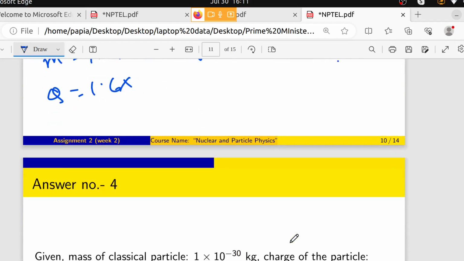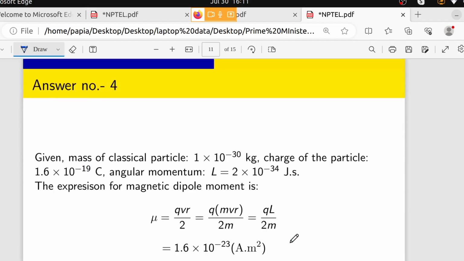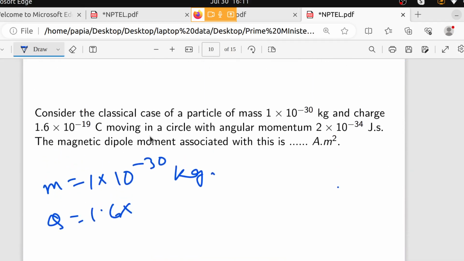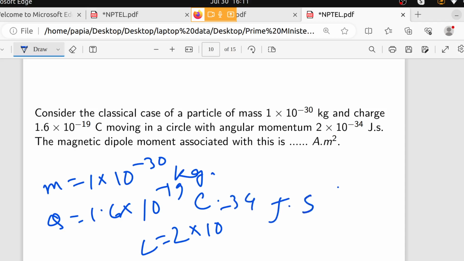So what I was talking about, yes. Here you can see the classical case of a particle of mass this, the charge is q equals 1.6 into 10 to the power minus 19 coulomb, moving in a circle with angular momentum L given as 2 into 10 to the power minus 34 joule second. Then they are asking about the magnetic dipole moment associated with it. What will be the magnetic dipole moment, which is nothing but the mu value.